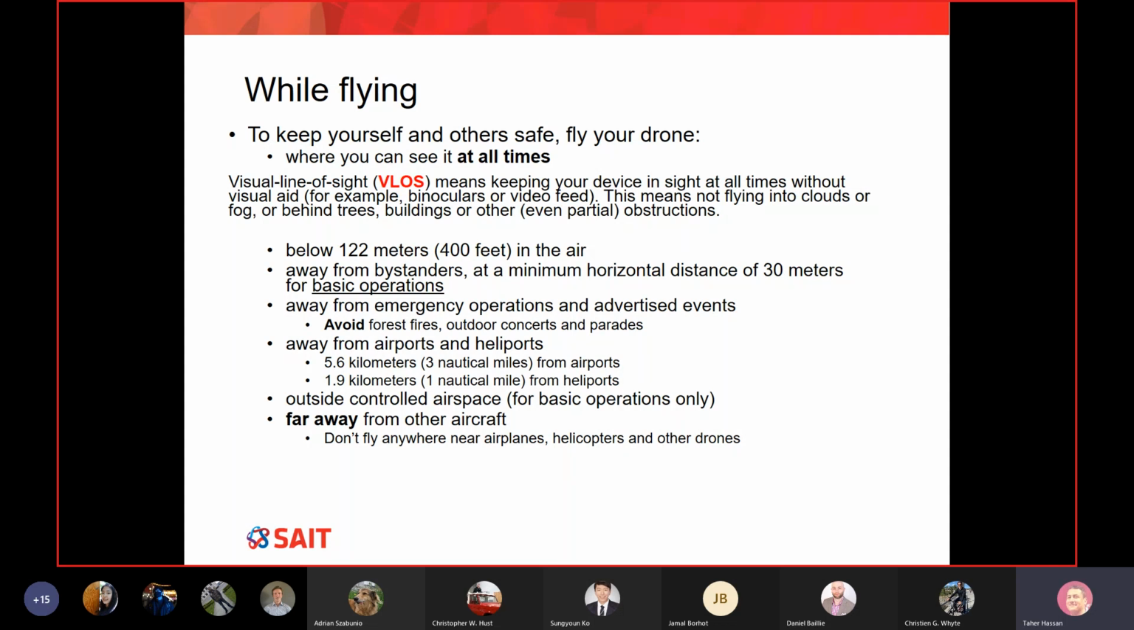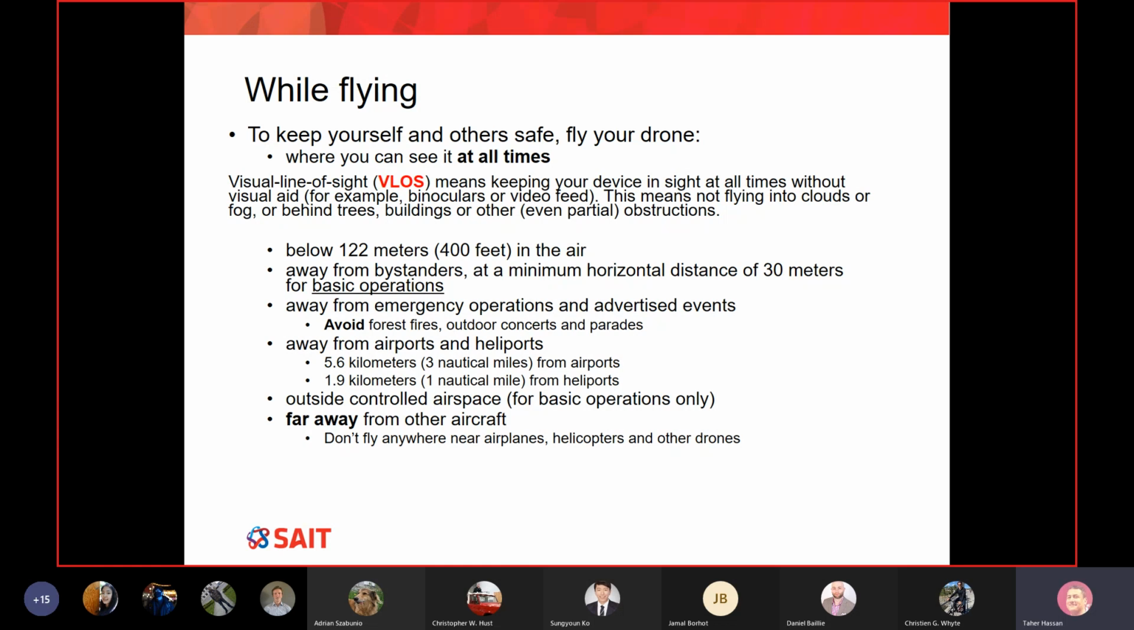Are you guys following? I'm asking you. Yes. If I am trying to map SAIT and SAIT has buildings, and I'm standing as a pilot somewhere at SAIT, for sure at some point the drone will be occluded. It means it's not in my visual line of sight. How can I do that? How can I ensure that my drone all the time is in my visual line of sight?